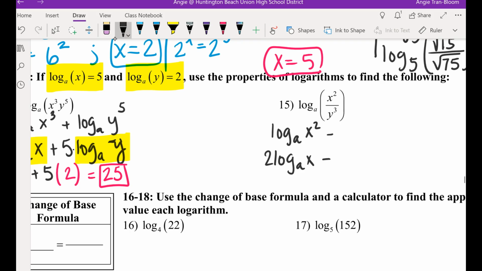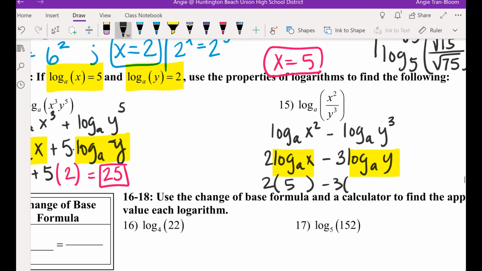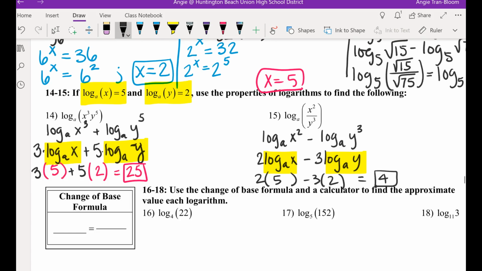Minus 3 log base a of y. Okay. Do you guys see what Hunter did? Is that okay to go straight? Yes. Yeah, totally fine. Okay, now can you substitute that and that? Yeah. Perfect. So that became 2 times what, Hunter? 5. And then minus 3 times what? 2. So final answer is 4. Agree? Disagree? Perfect. Okay. Last set of examples.